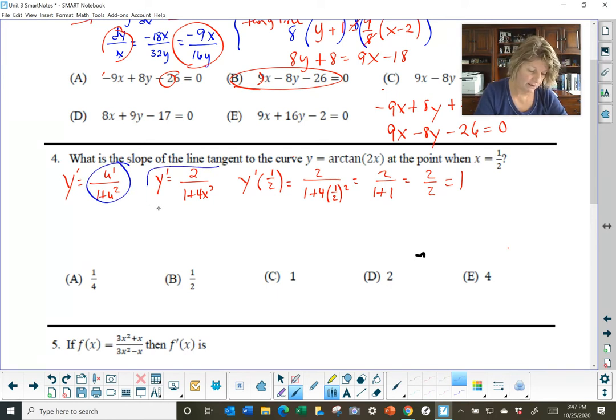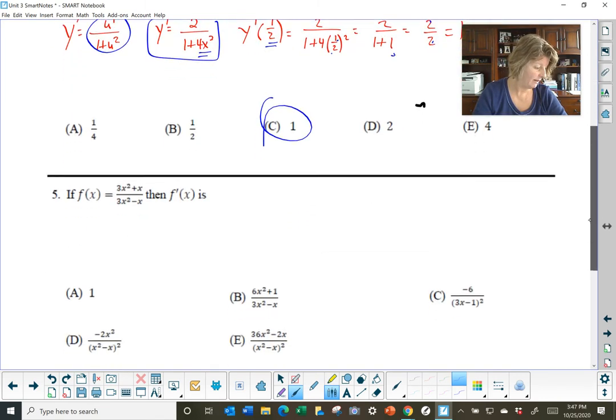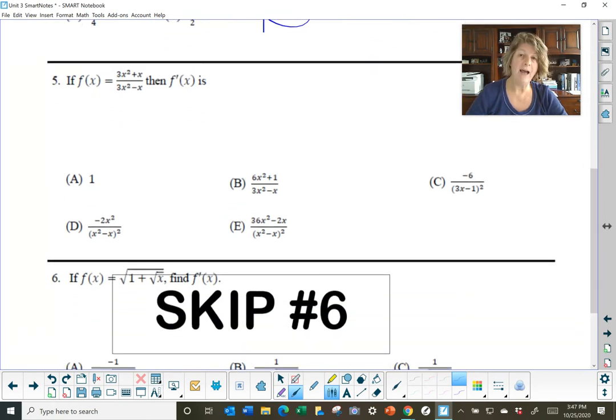So I did my derivative. The derivative of 2x gave me 2. I had to square it in the denominator, which gave me 4x squared. Plugged in the 1/2 value. That made a quarter. A quarter times 4 gave me 1. 2 over 2 equals 1. C is our answer.